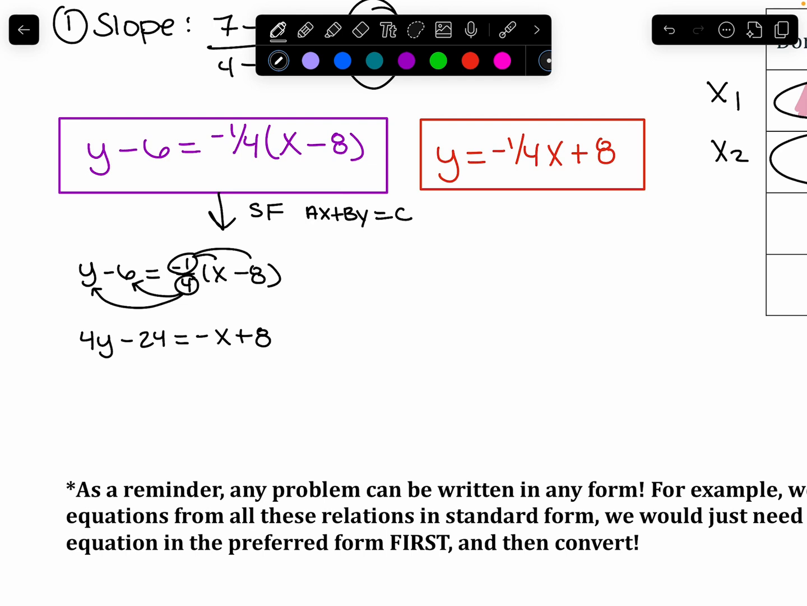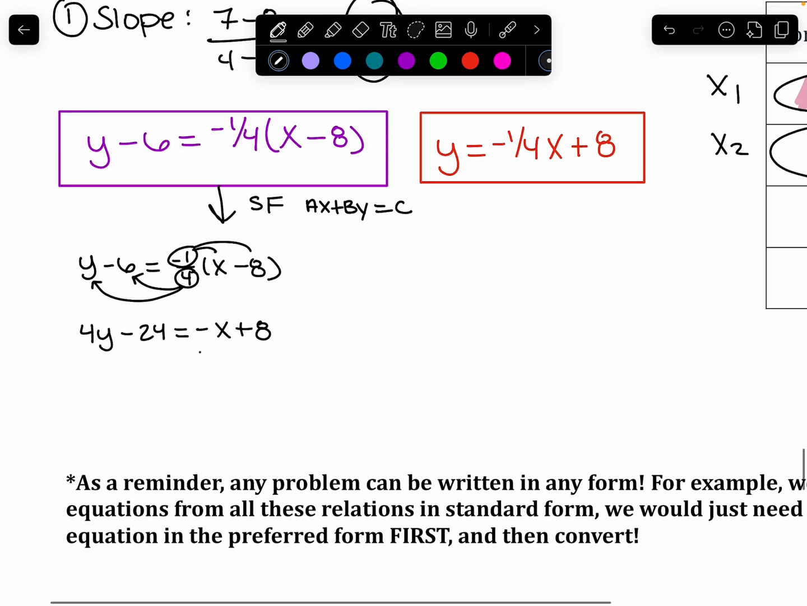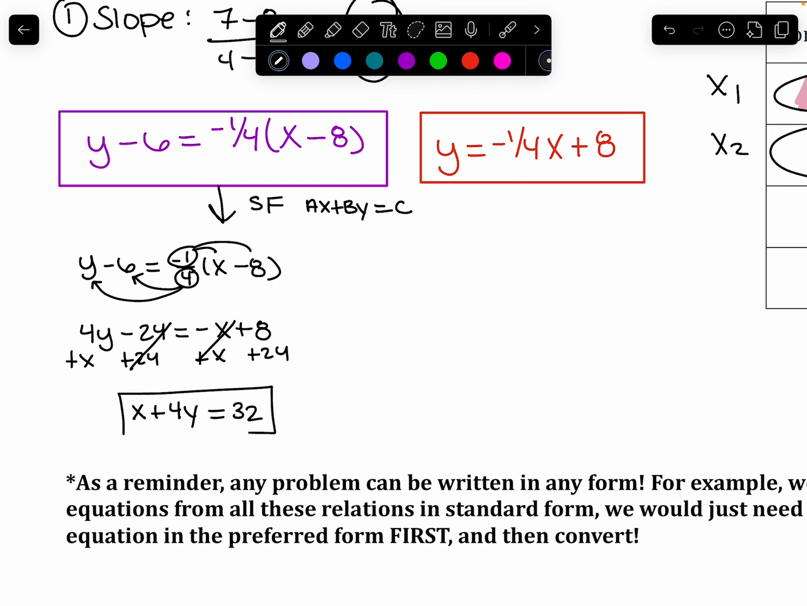So this will be 4y minus 24 equals negative x plus 8. So I just distributed both directions, okay? Standard form, the x and the y have to be on the same side, so I'm going to add x to both sides. And then I'm going to get rid of this 24. It's got to be over here. So you have x plus 4y equals 32.